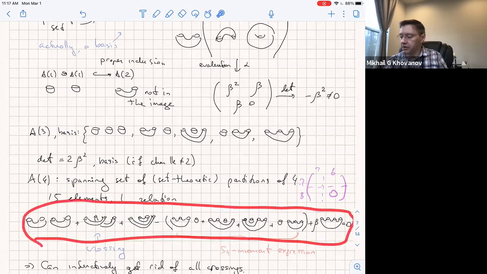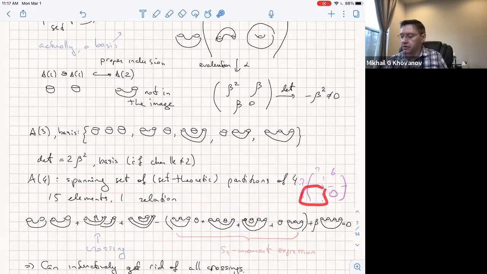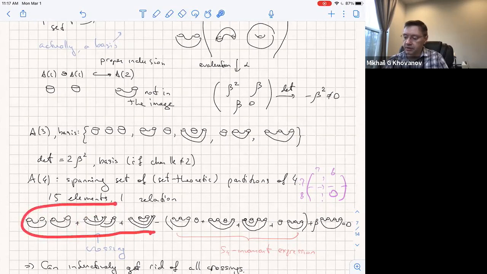It's a relation on 8 vectors, 8 vectors out of 15. And it's invariant under the action of the symmetric group S4. So if you look at these terms, they get permuted by the action of S4, by cobordisms that permute the circles. If you apply this cobordism to this surface, you get this surface. So elements in the orbit of S4 come with the same coefficient, in this case 1.